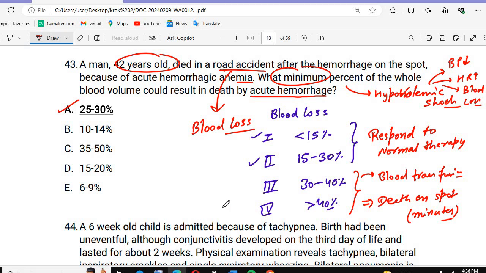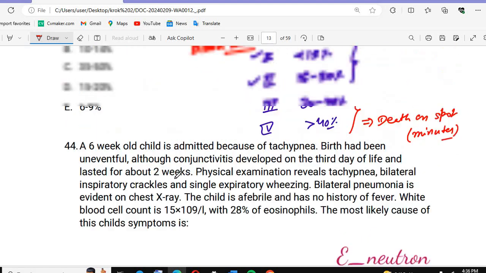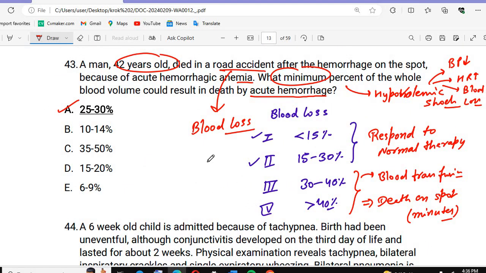So there is death on the spot within minutes. Then after that, remember, if you have 25 to 30% blood loss, that is the minimum that could result in death. That is the minimum percentage. If there is 25 to 30% blood loss, these patients can still respond to the normal therapy.